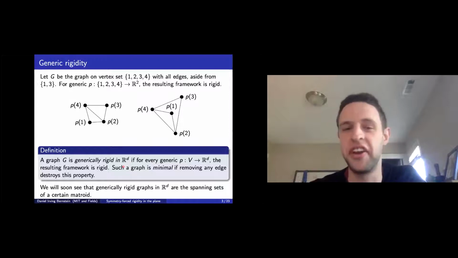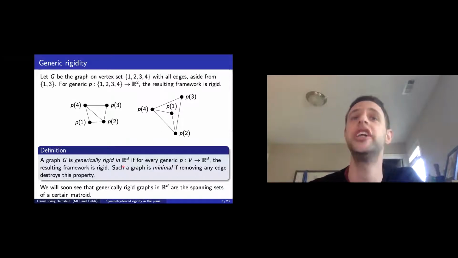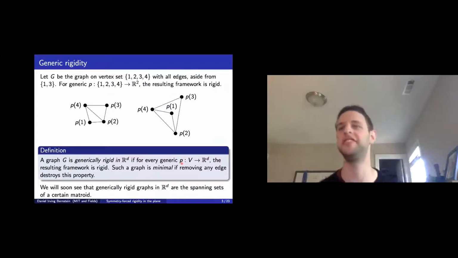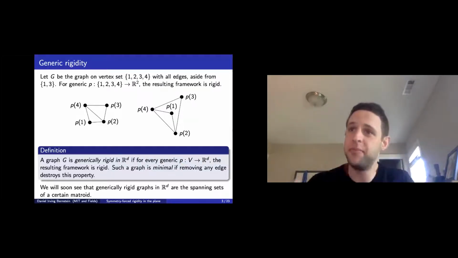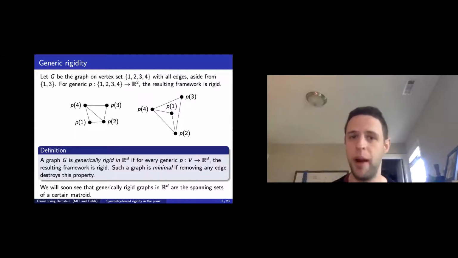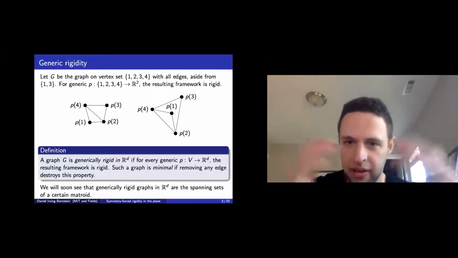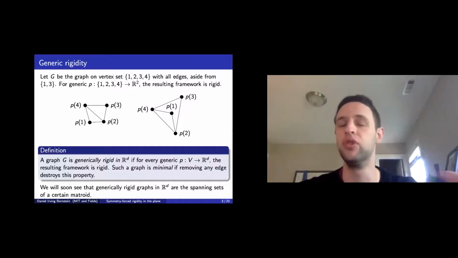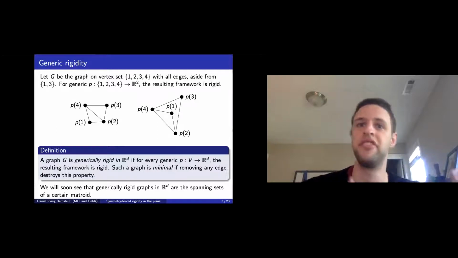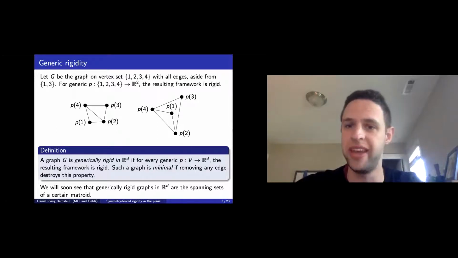So I'll say that a graph is generically rigid in R^d if for every generic way of sticking the vertices into d-dimensional space, the resulting framework is rigid. And I'll say that such a graph is minimal if removing any edge destroys this property. I'll get to this more precisely, but the graphs that are minimally generically rigid in R^d are the bases of some matroid.